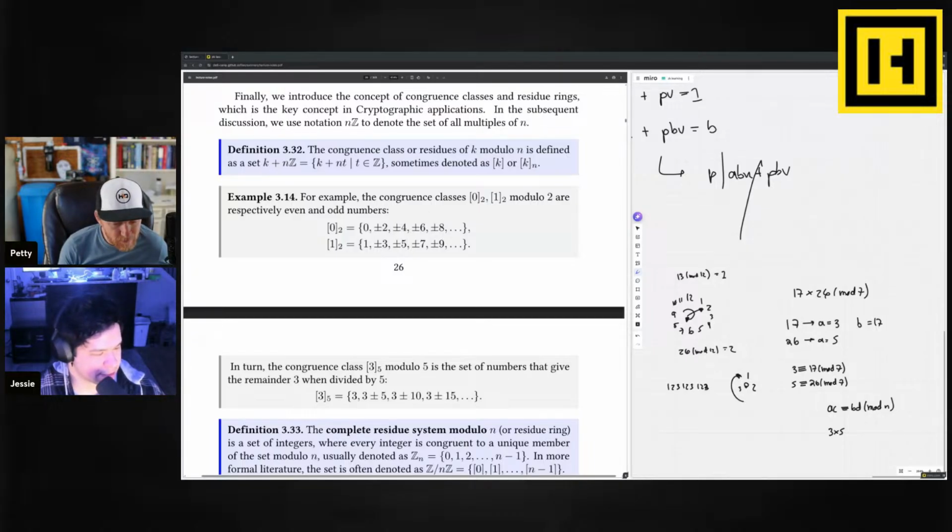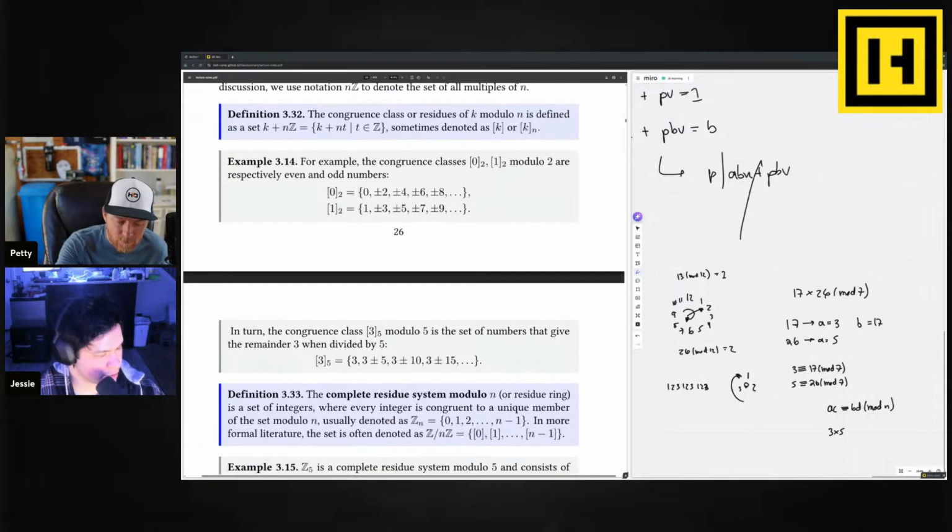It is the set of numbers that give the remainder 3 when divided by 5. Huh, okay. So that's an easier way to say it. I think saying it out that way makes it more intuitive for me. But I wonder if that was intentional, that modulo 5 after writing square brackets 3 sub 5. I don't know.